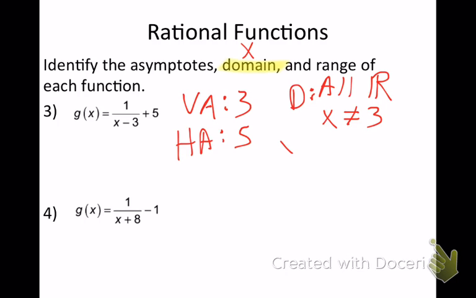And now let's look at the range. What range values would I get here? What numbers would I not get, would you suppose? 5. So all real numbers, y cannot equal 5. Why did I say y this time? Range stands for the y values. Domain is my x, range is my y. Let's try 4. Joe, think you can give me the vertical asymptote?